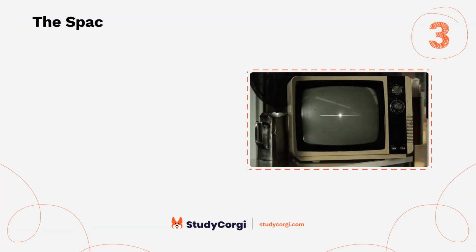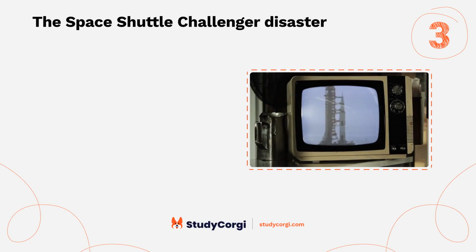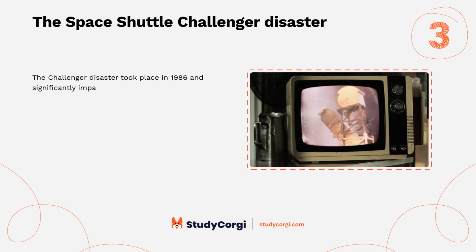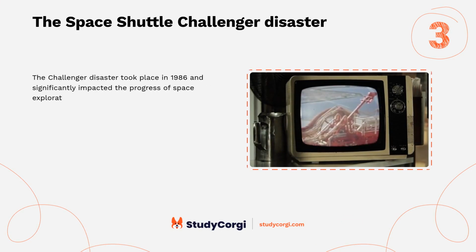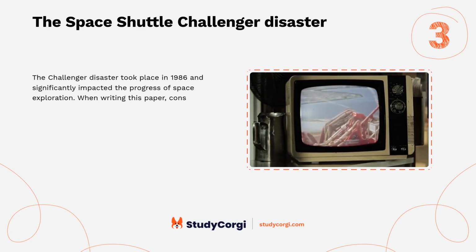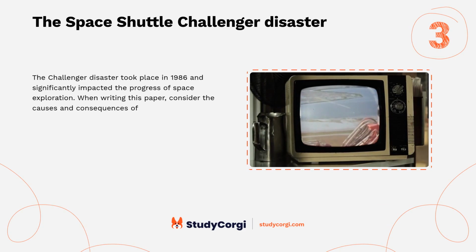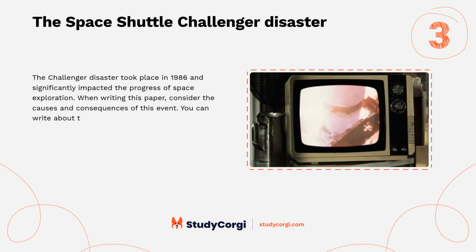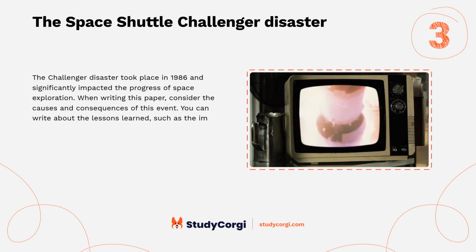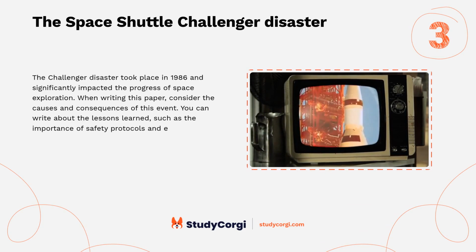The Space Shuttle Challenger disaster. The Challenger disaster took place in 1986 and significantly impacted the progress of space exploration. When writing this paper, consider the causes and consequences of this event. You can write about the lessons learned, such as the importance of safety protocols and engineering integrity.